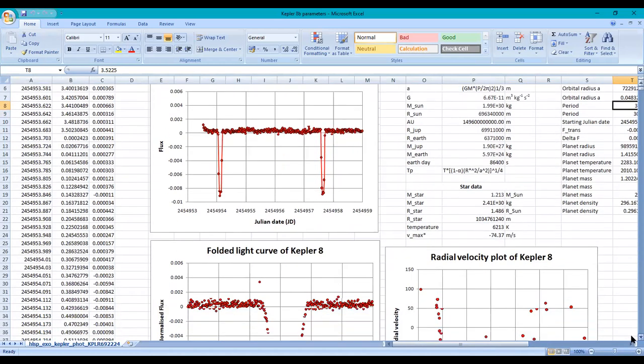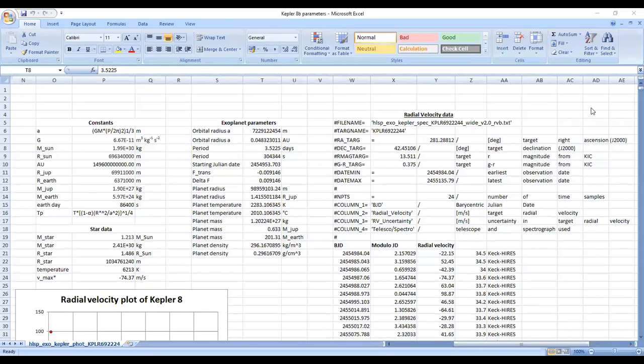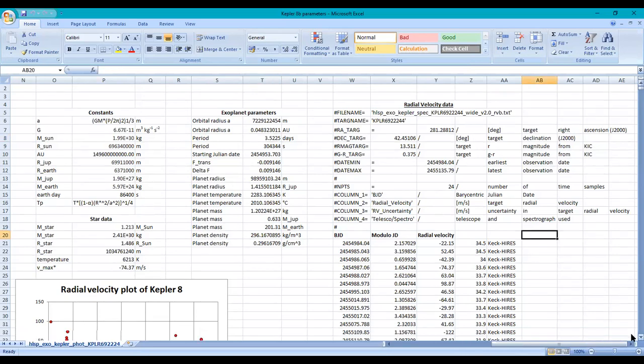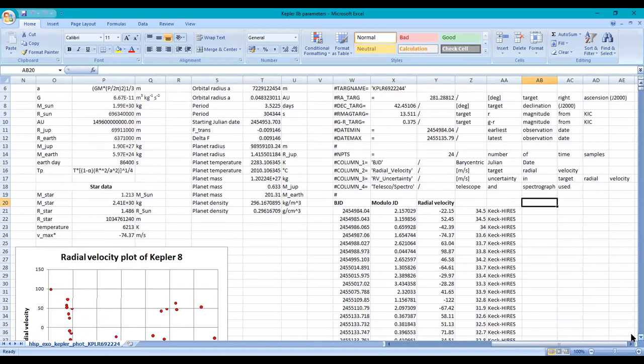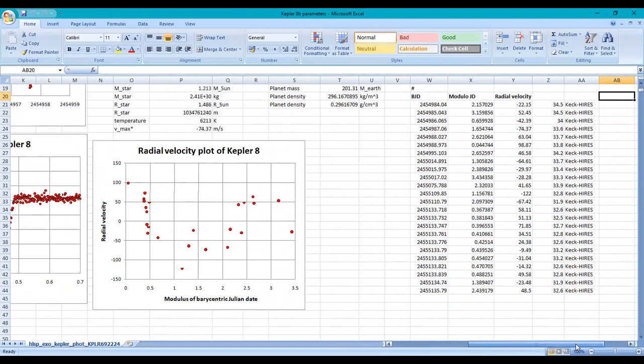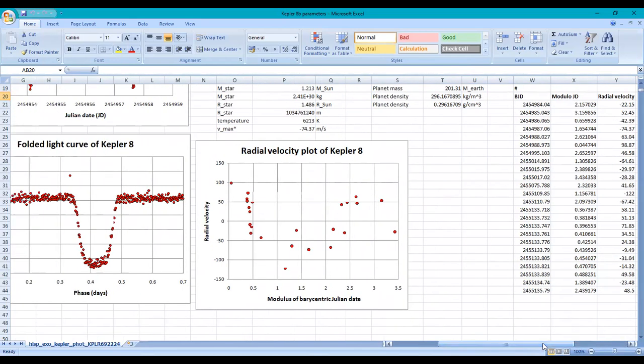The period for which all the dips in the light curve overlap with each other is the correct period of revolution of the exoplanet. To construct the radial velocity plot, you follow the same procedure. That is, you import the radial velocity data from MAST, then find out the modulus of barycentric Julian date with respect to the period of the exoplanet and plot modulus of barycentric Julian date versus radial velocity. This is the curve obtained and is called the radial velocity plot of Kepler-8.